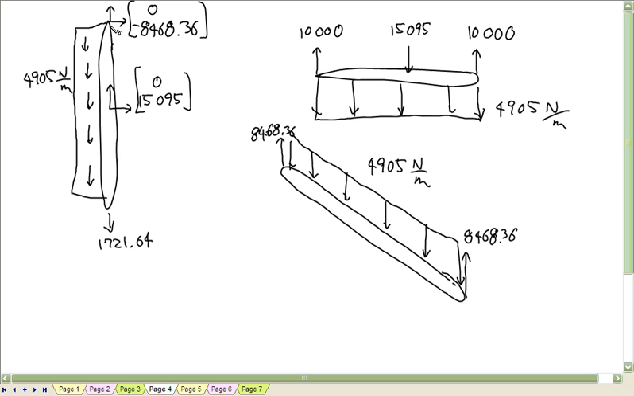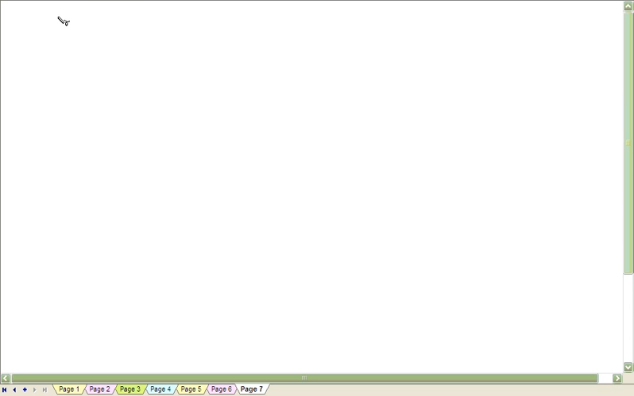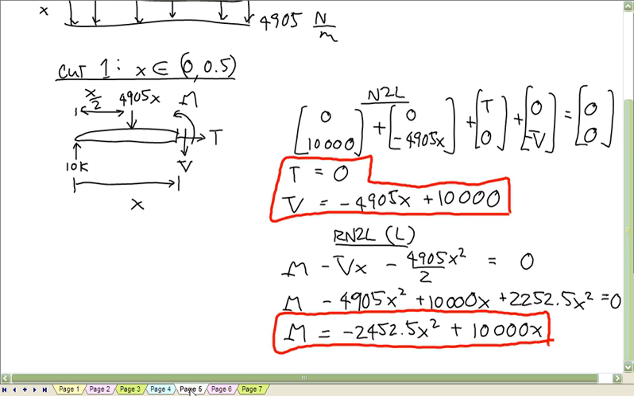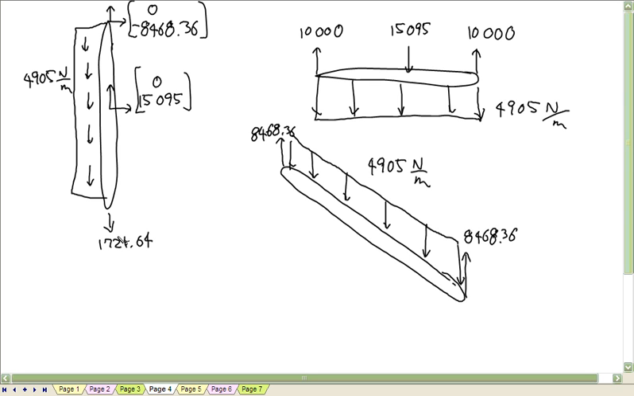All right. So the next one we have to do, well, we could go in any order, but I think the second easiest one is this vertical member. But in order to do that, we're going to have to think a little bit. So now we're going to do the vertical member, Member 1. And this has a horizontal, well, let's rotate it first. This is pretty easy to rotate.